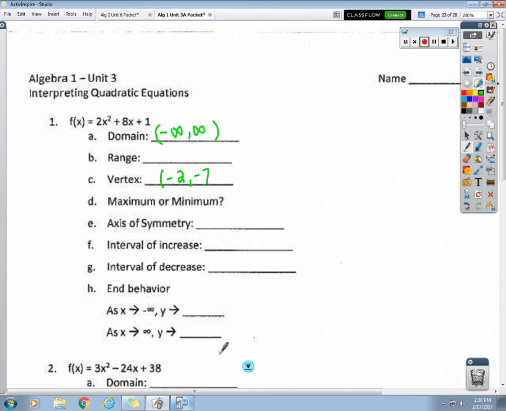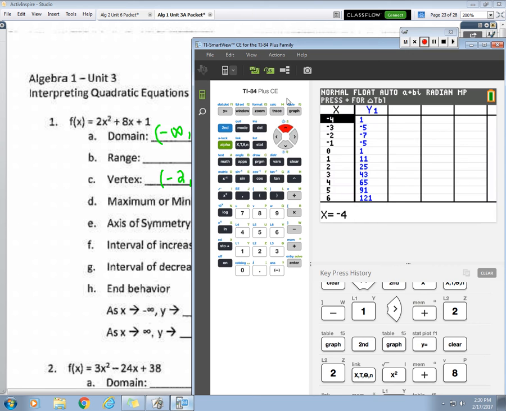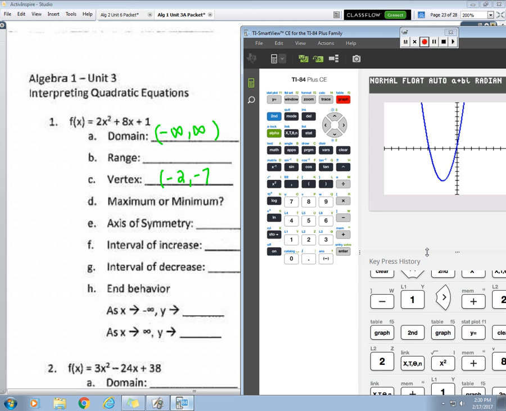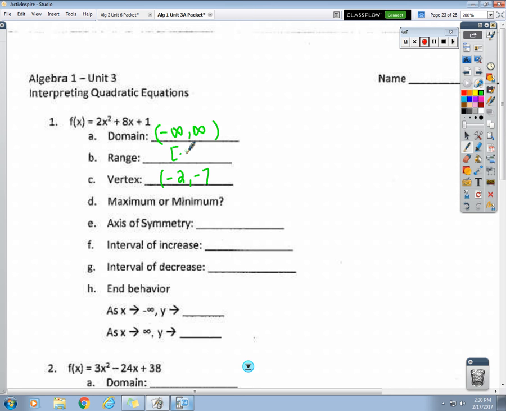Okay, graph. Okay, so now that we have a vertex, what's the range of this parabola? How low will it go on the y-axis? What's its lowest y value? Lowest y value. And what's its largest y value? Infinity. So negative 7, you put a bracket, and then it goes up forever.